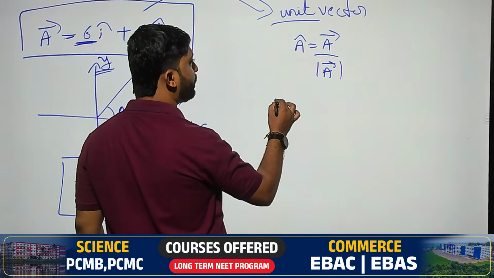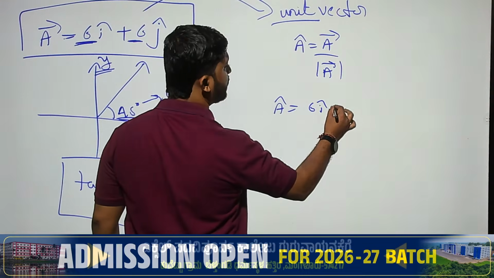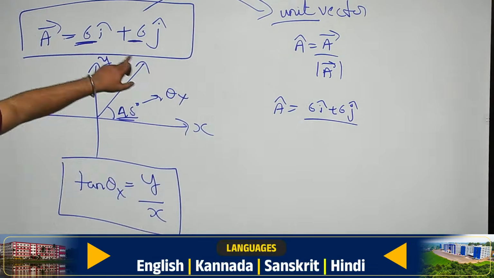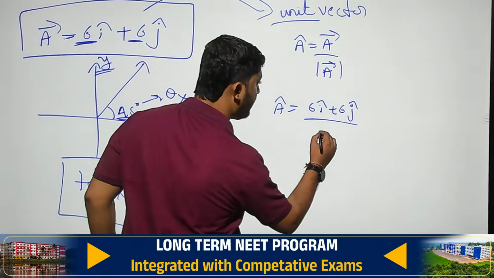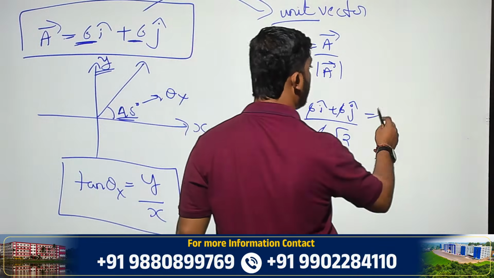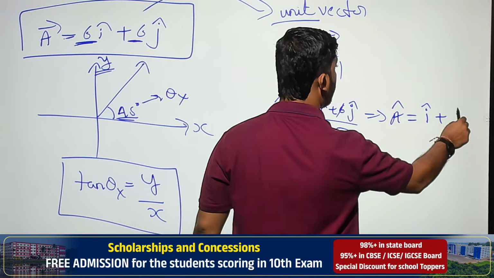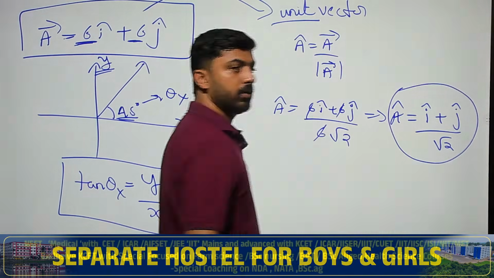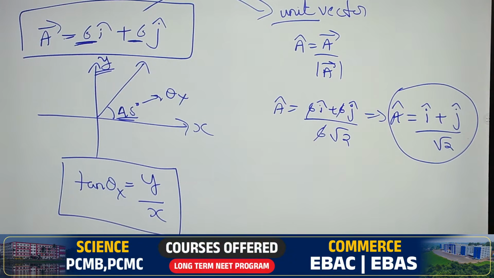What is the A vector? It is 6i plus 6j. If you find the magnitude of this one, 6i plus 6j, it is directly 6 root 2, then 6 and 6 get cancelled. What is the unit vector? It is i plus j divided by root 2.